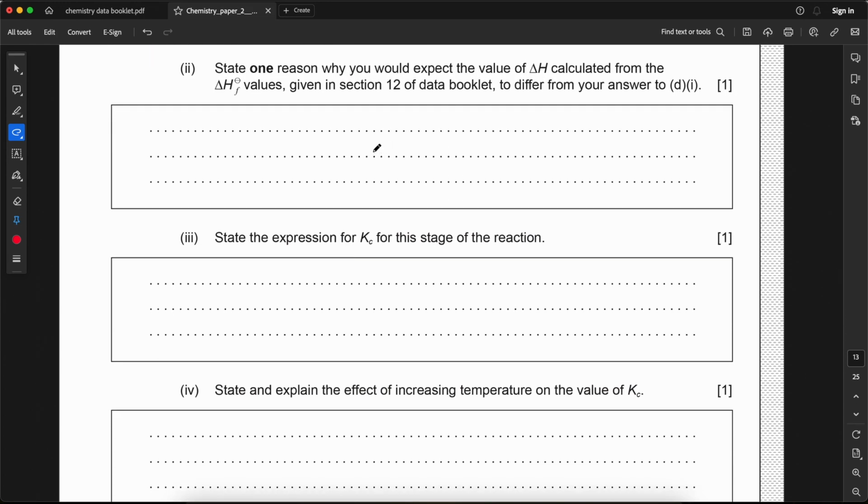State one reason why you would expect the value of delta H calculated from the delta HF values given in the section 12 data booklet to differ from your answer. Because the delta H calculated through bond enthalpy will always be different from delta HF, because bond energies are average values. They are not very specific to the compound. It's different with delta HF values. They are very specific to a compound.